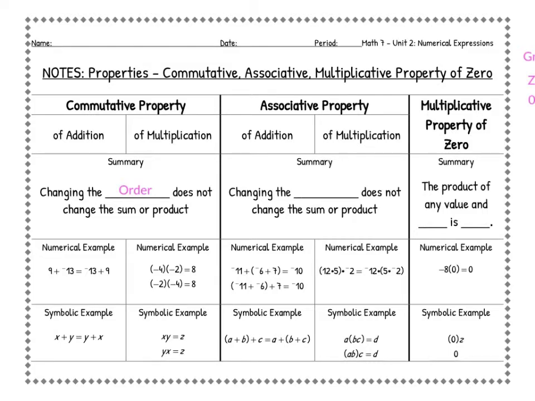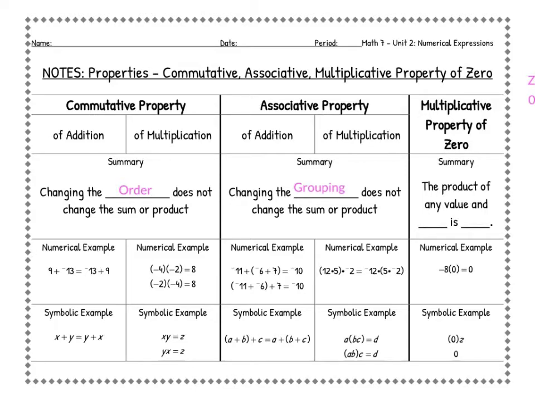Let's move over to the associative property now. And again, associative property can be applied to either addition or multiplication. So that summary states that when we're changing the grouping, it does not change the sum or the product. So we can change the groups or how the numbers are grouped within grouping symbols, with either parentheses or absolute value bars or brackets, and it's not going to change the outcome of our problem.